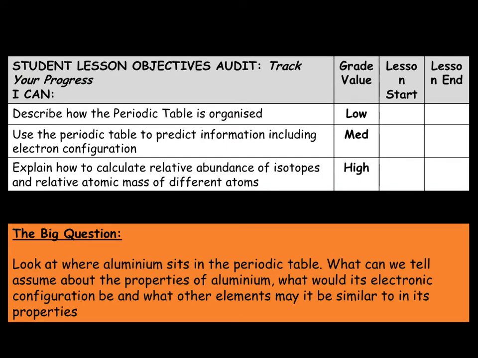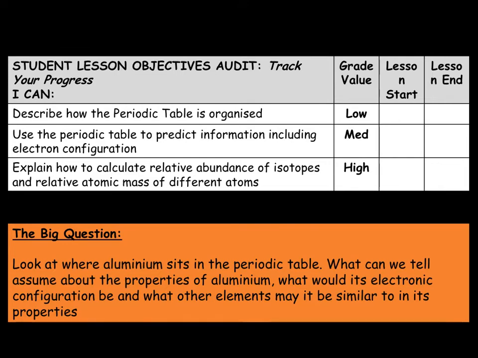In this tutorial video, we will look at how the periodic table is organised, including how it came to be in its current state. We will use the periodic table to predict information, including electron configuration. And then finally, we will look at how to calculate relative abundance of isotopes, as well as what an isotope is, as well as looking at the relative atomic mass of different atoms.